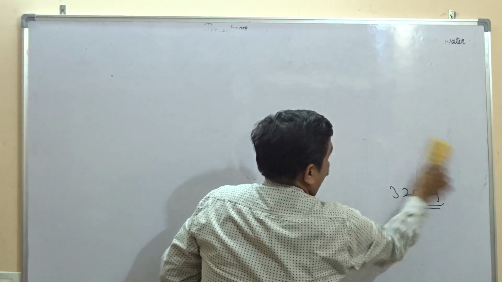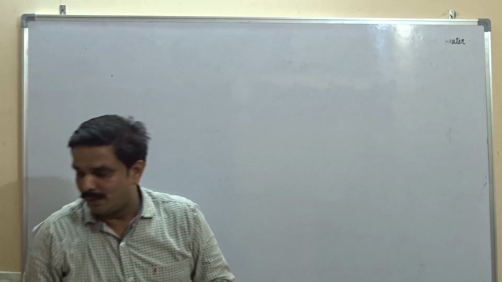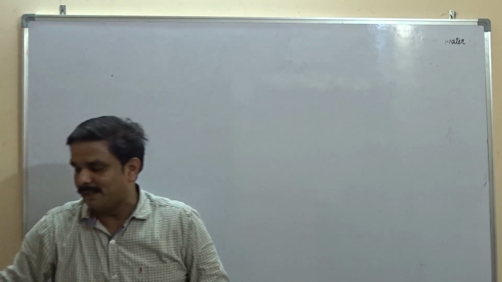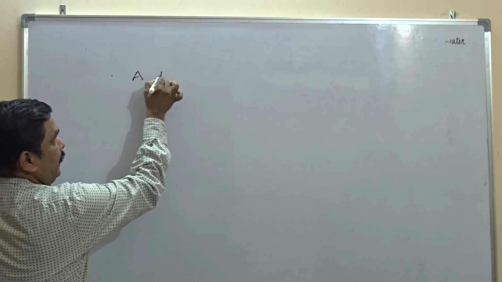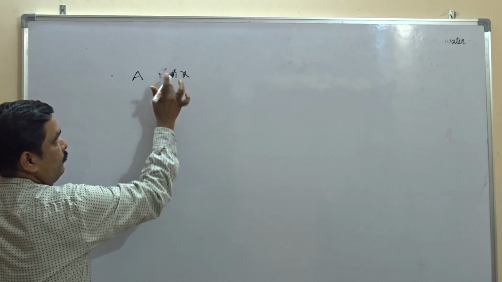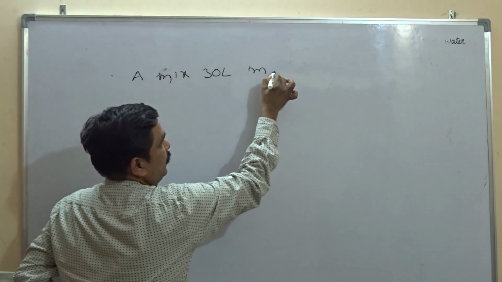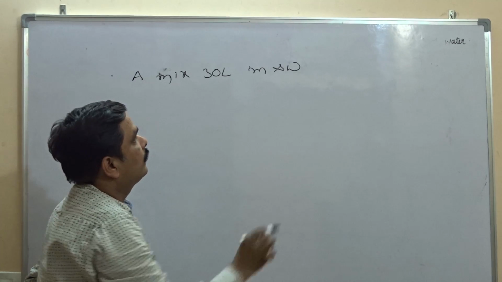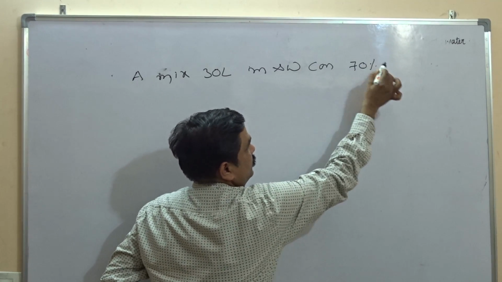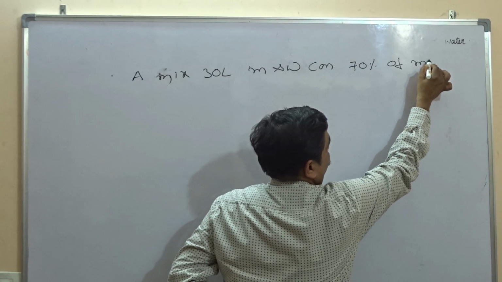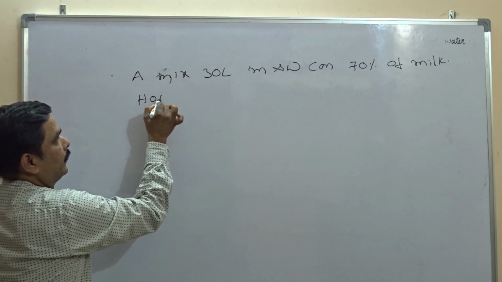This question is also almost on similar rules, we are going to solve this one. The question says like this: a mixture of 30 liters of milk and water contains 70% of milk, right?